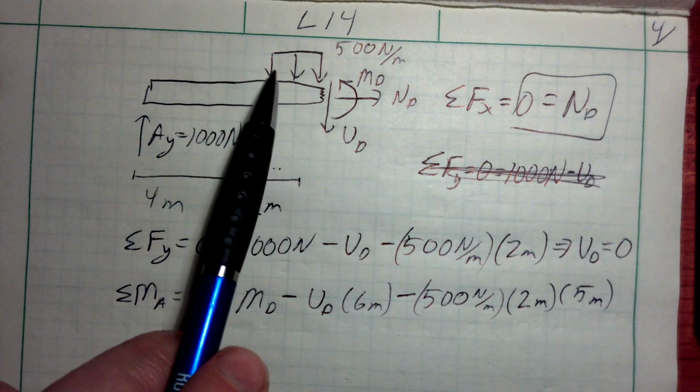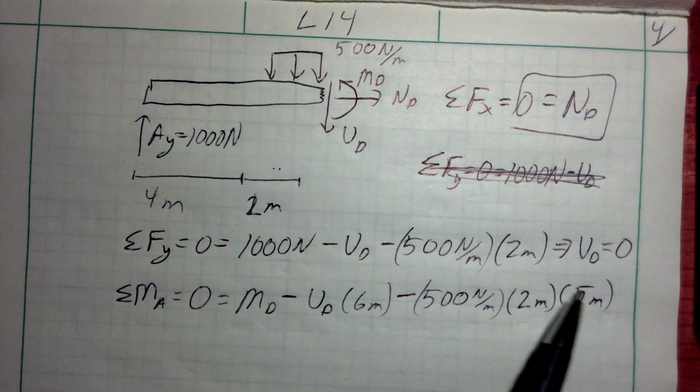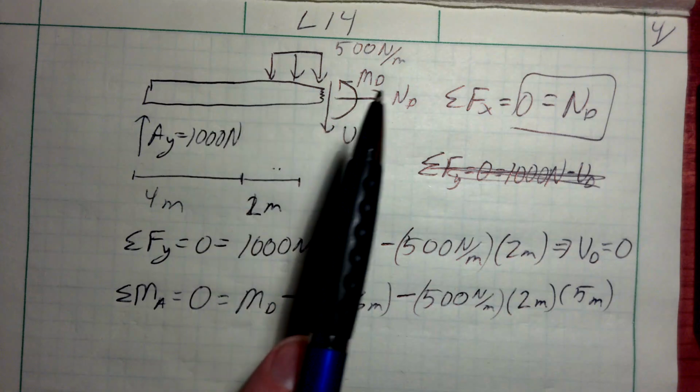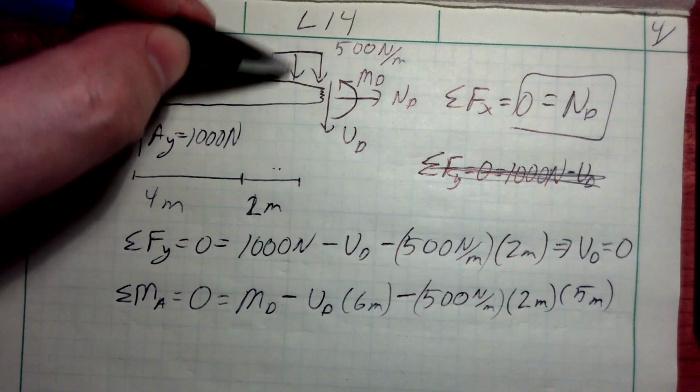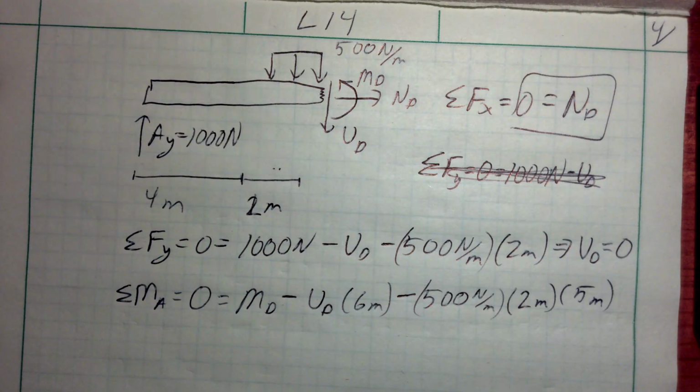If you're not used to that, the hardest part of this is figuring out how to find this moment arm when I leave this load distributed. If you had to condense it down to a single force, you could. Put 1,000 newtons right here, 5 meters from point A, and that is okay. You're more than welcome to do that.